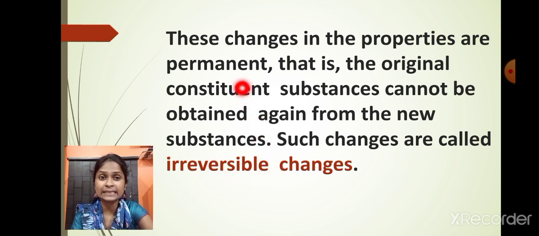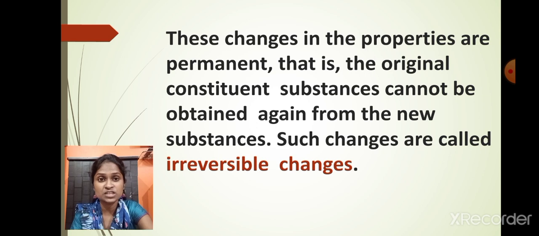So what do we exactly mean by irreversible change? There are certain changes in properties which are permanent, that is, the original constituents of these substances cannot be obtained again from the new substances. The original property of that substance is completely lost and we get a new property.